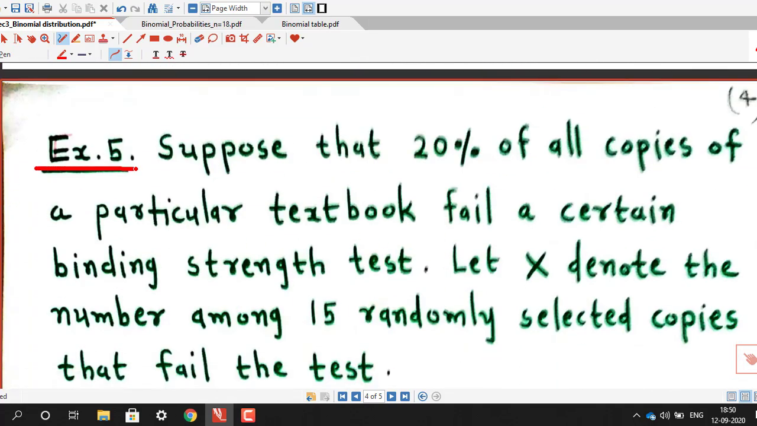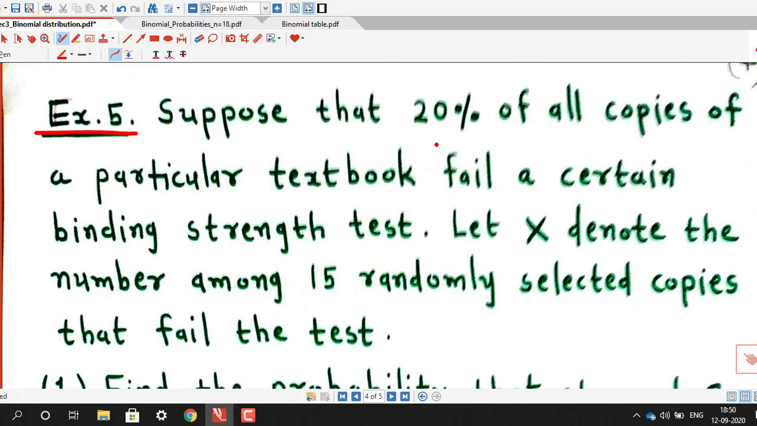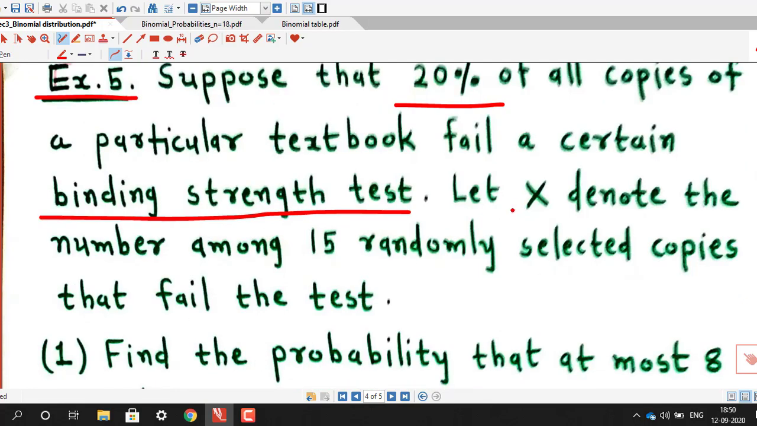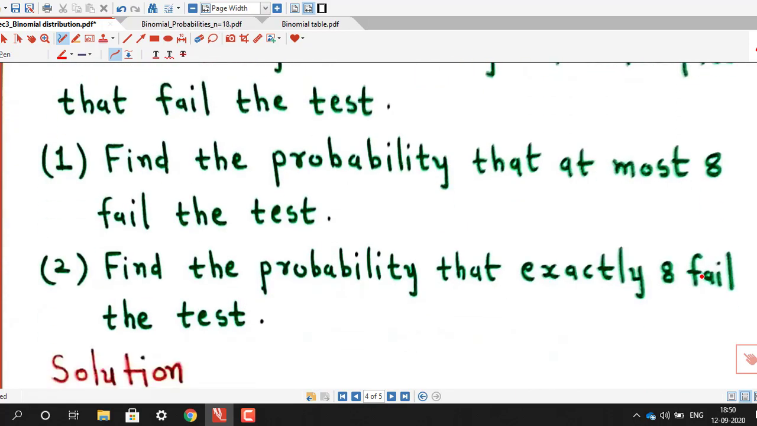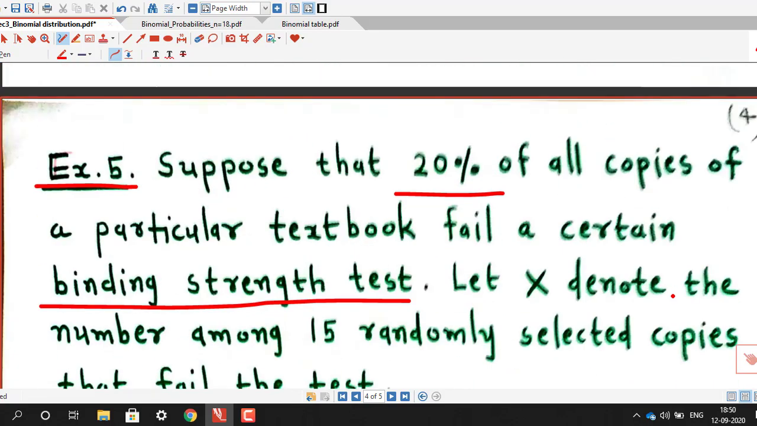One more example. Suppose that 20% of all copies of a particular textbook fail a certain binding strength test. Let capital X denote the number among 15 randomly selected copies that fail the test. Find the probability that at most 8 fail the test, and find the probability that exactly 8 fail the test.